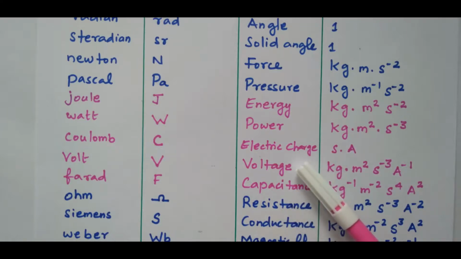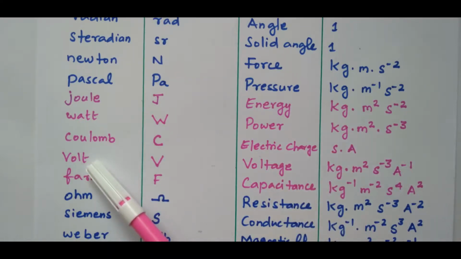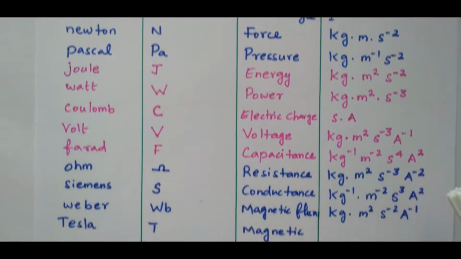Then voltage is measured with the unit volt. The symbol is V. What are the base units available? kg dot m square S power minus 3 into A power minus 1. These are all available for voltage. Then capacitance is measured with the unit farad. The symbol is F. kg inverse m power minus 2 S power 4 A square. That is the base unit expression for capacitance. Then we'll go to the resistance.